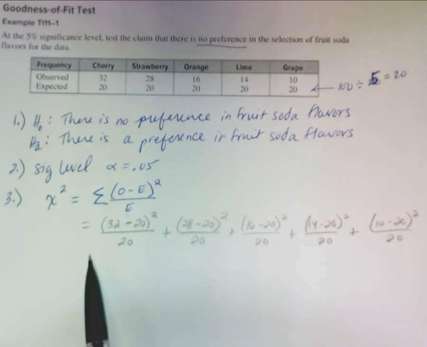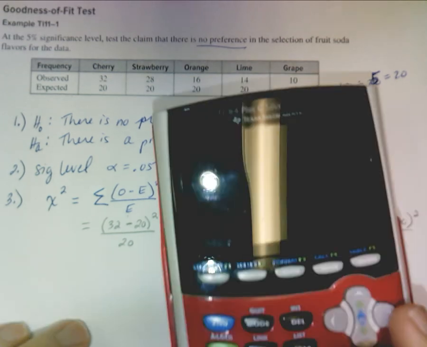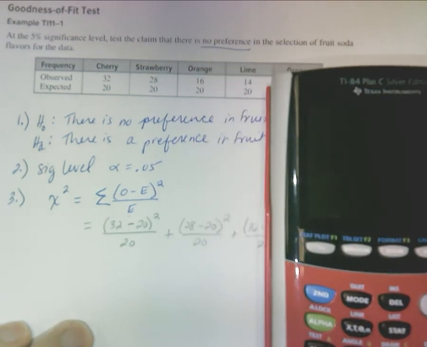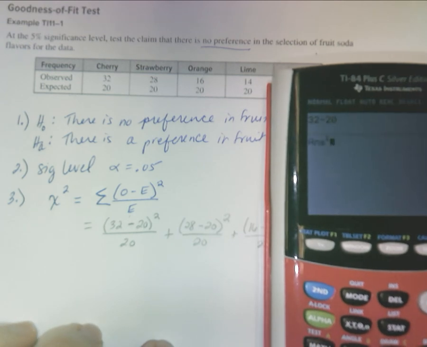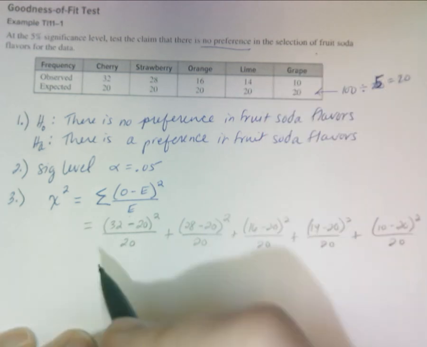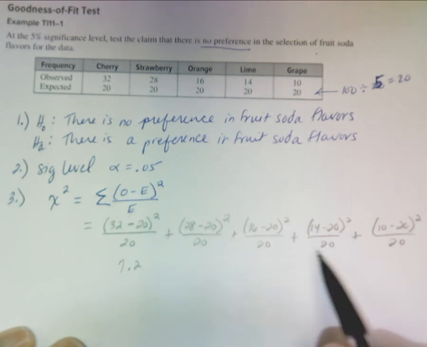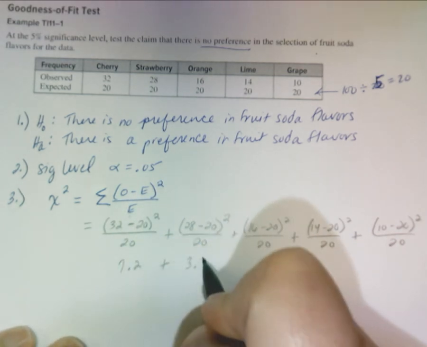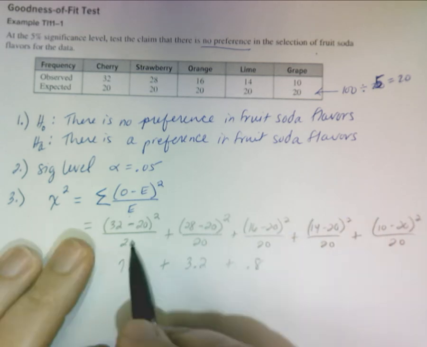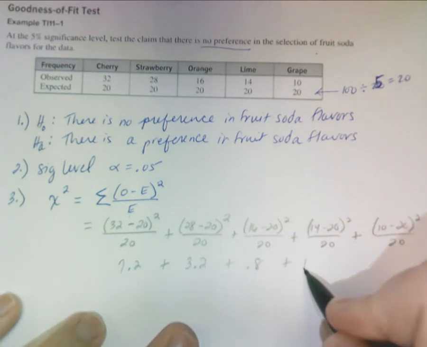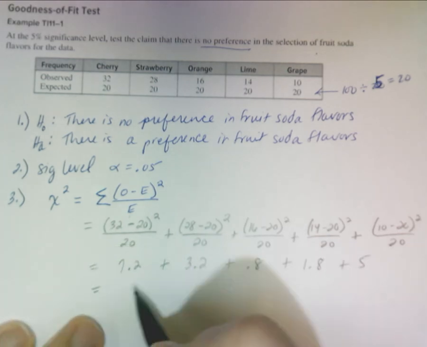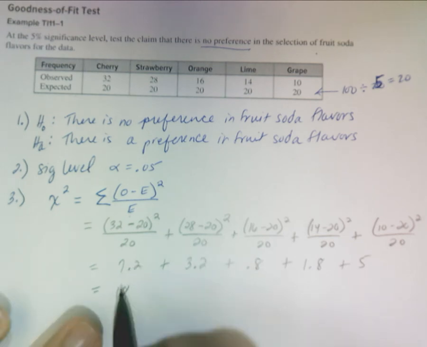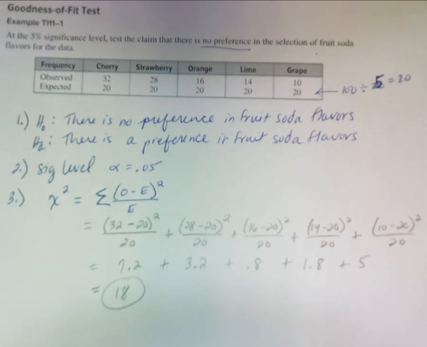Okay? Now, be really careful when you punch this into your calculator. So I'll just do the first one here. But you would just do 32 minus 20, square it, then divide that by 20. 7.2. And I'm going to give you these numbers. Now, I posted a video on how to, if you want to actually put this into the calculator. I think it's a little complicated. You're not going to have more than 5 categories, so you might as well just figure out the decimals. But adding all these up, you get 18. Okay, this is an important number. Circle that. That 18 is an important number.